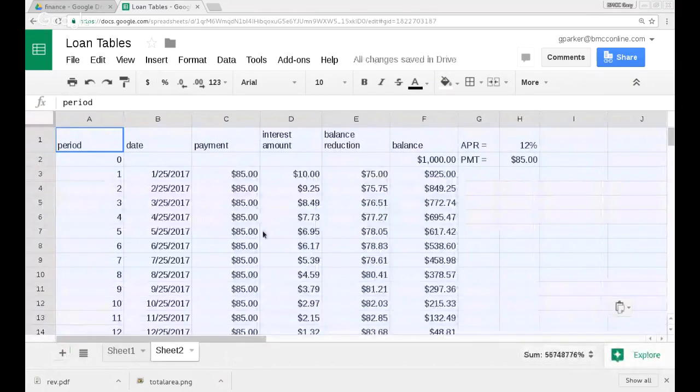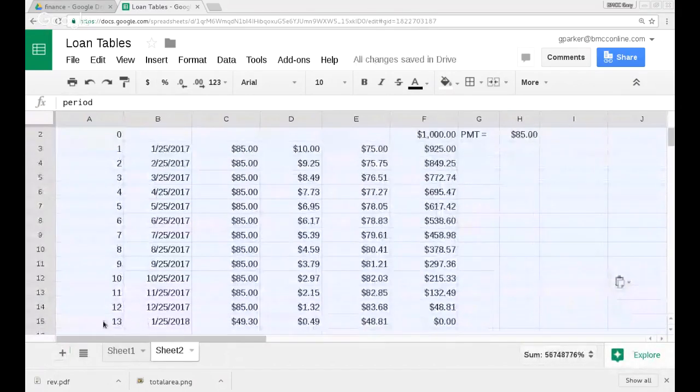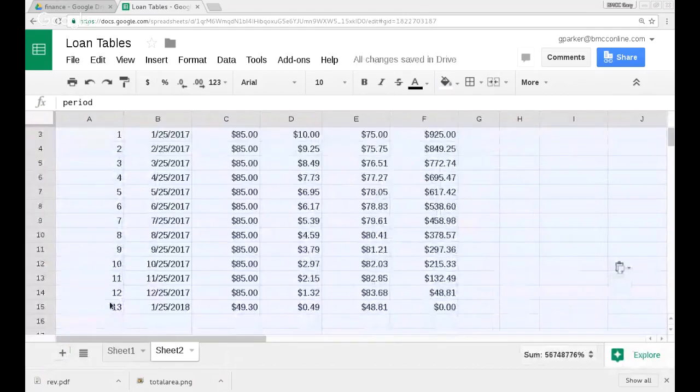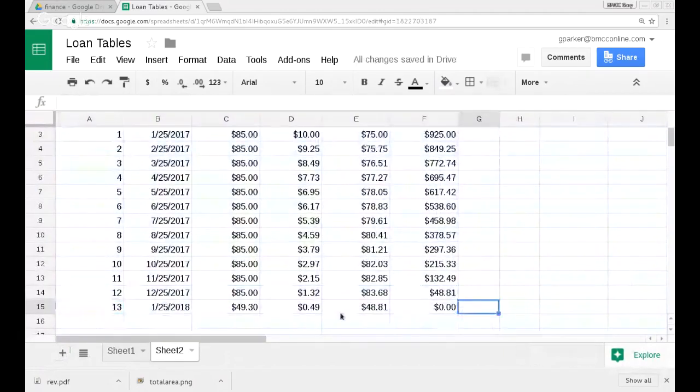So most of the time when you get a loan, you're told you have to pay it off in, say, 12 months. So you don't get a 13th month. You can pay it off early.